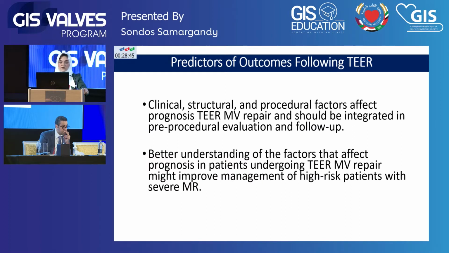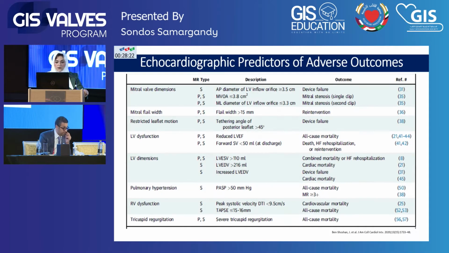The task given to me was to improve the outcome of the patient following TEER. So clinical, structural and procedural factors may play a prognostic role in the repair and should be integrated in the pre-procedural evaluation and in the follow-up. So you have to understand the factors that affect the prognosis of the patient who's going for the procedure, and therefore will improve the management in these high-risk patients. We went through this already, and we have some echocardiographic predictors of adverse events that you have to keep in mind. We went through them, like talking about the flail, restricted leaflet motions, and there is some talk about tethering and angulation, and also dysfunction and dimension and pulmonary hypertension.